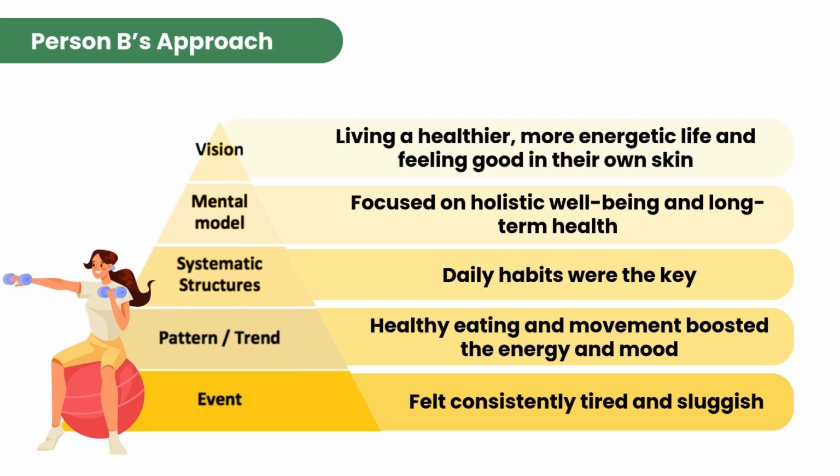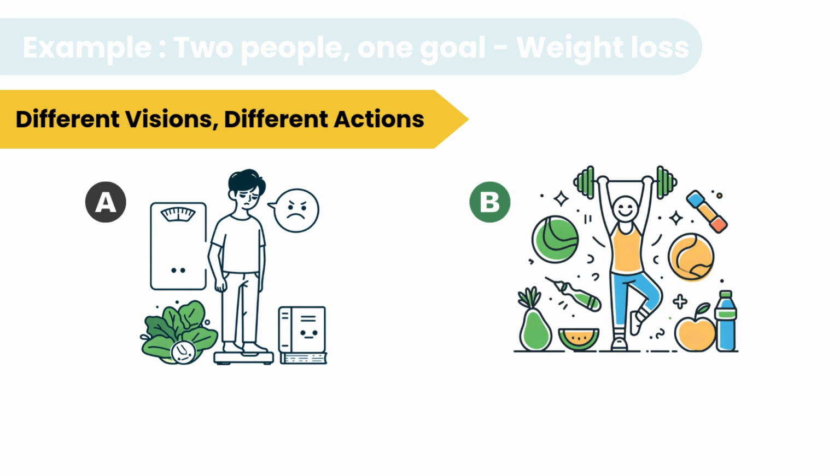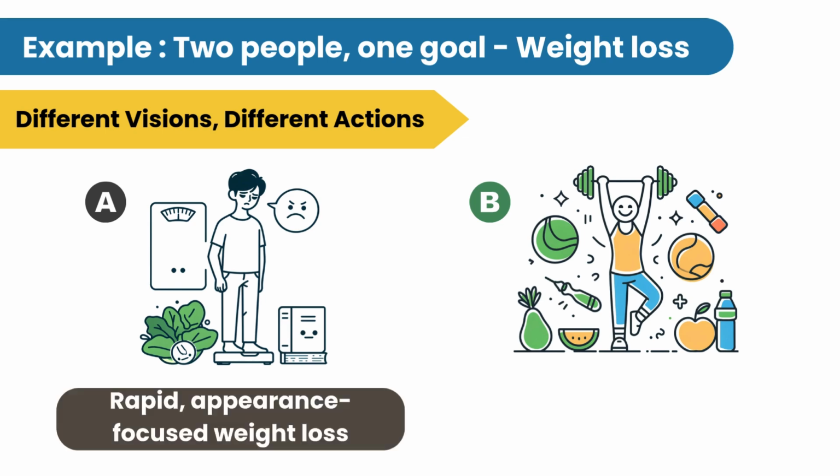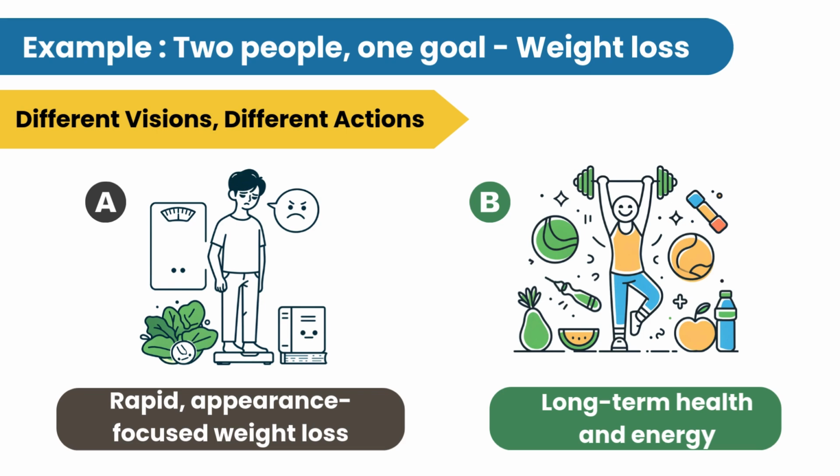Wow, Sunny, that's super clear. So even though both Person A and Person B wanted to lose weight and face challenges, their different visions, Person A aiming for rapid, appearance-focused weight loss, and Person B prioritizing long-term health and energy, led them to take very different paths and develop very different kinds of lifestyles.